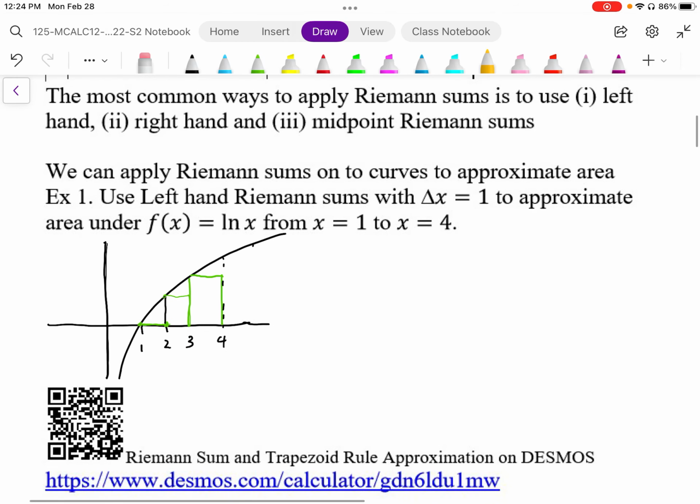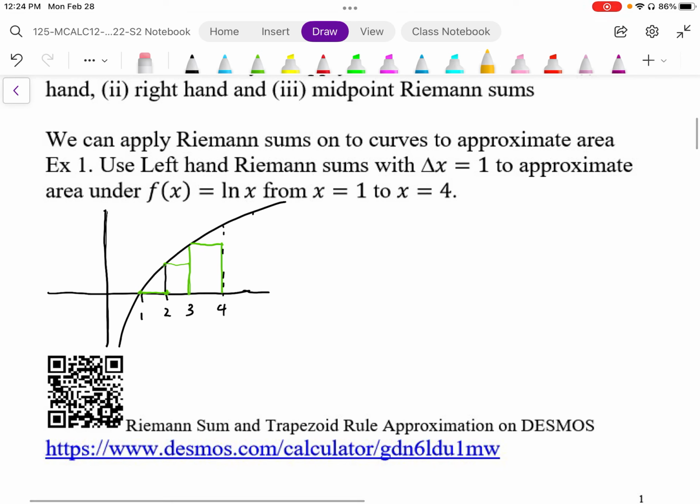So here's an example. We're being asked to apply Riemann sums to approximate the area under the curve y equals log x, from 1 to 4, using left edge rectangles. Again, I'm just going to make sure that I'm clear. It's a left-hand Riemann sum, and the width is going to be 1. So when we draw this out, we're going to end up with 3 rectangles.